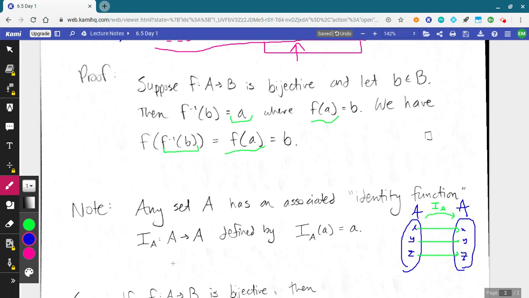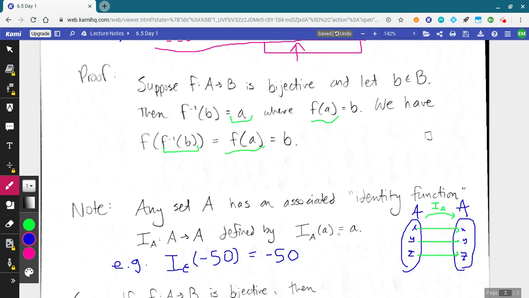Pop quiz. Earlier, we worked with the set of evens, E. What's going to be I sub E evaluated at negative 50? If you said negative 50, you are spot on. That's how the identity works. It just sends an element to itself. Beautiful.